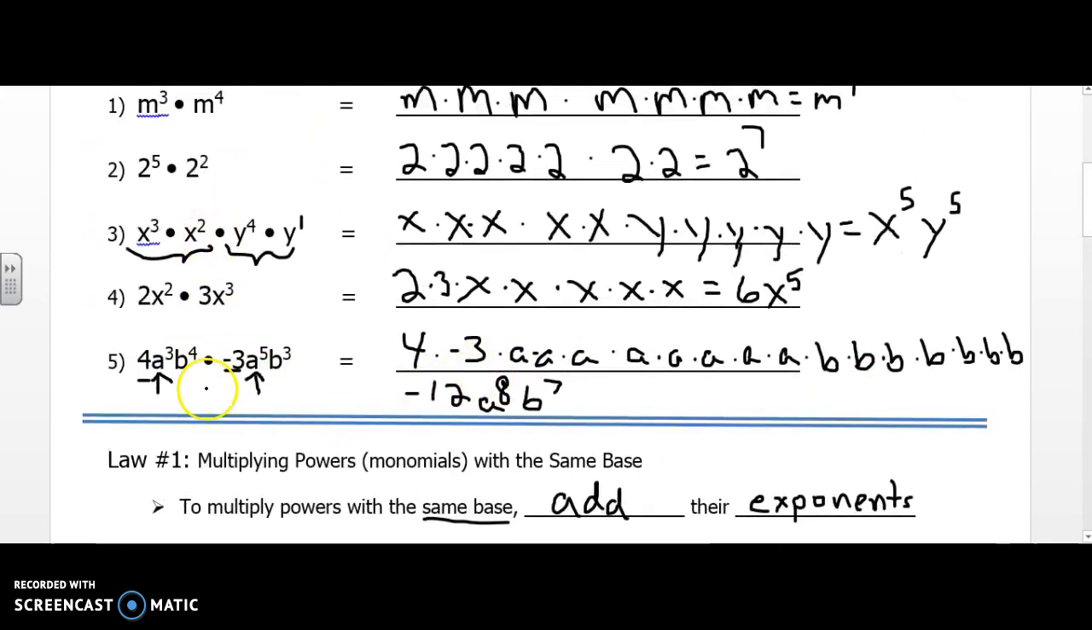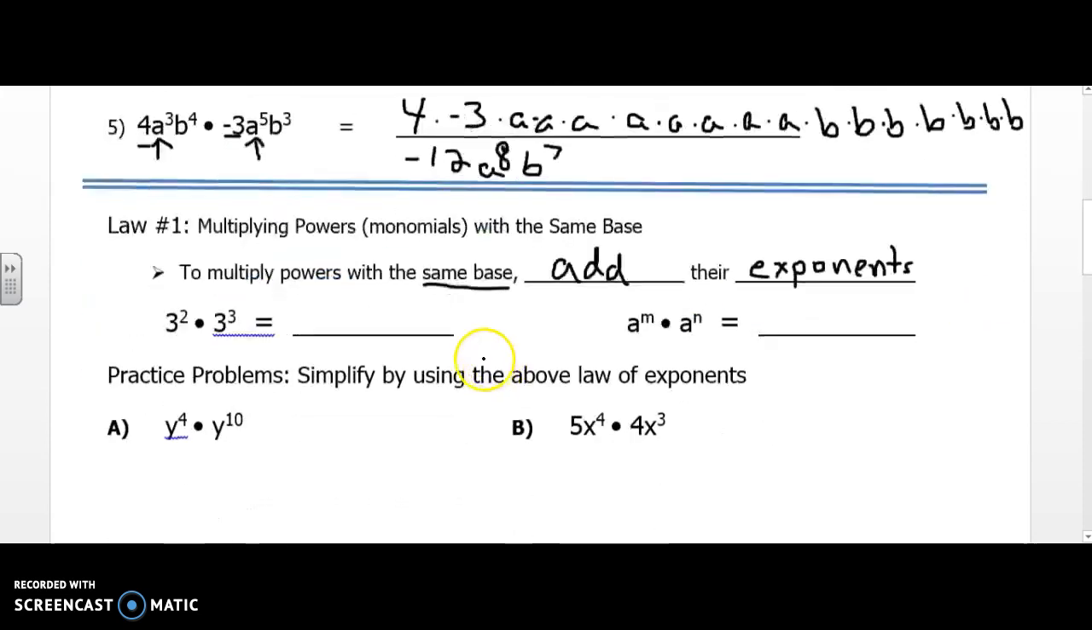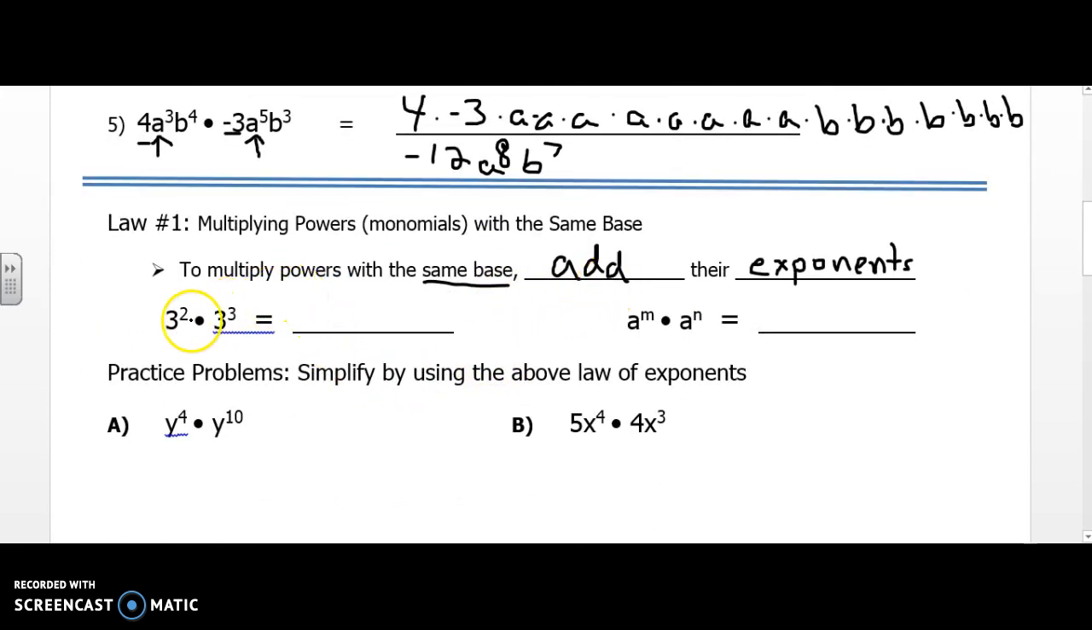You will notice, however, whenever we had a number that was not a power, so 2 times 3 or 4 times negative 3, we just multiplied those normally and got a normal number out front. So this rule only applies when you're multiplying powers. So 3 to the 2nd times 3 to the 3rd is going to become 3 to the 5th, whereas a to the m times a to the n is going to be a to the m plus n. You're going to add their exponents together.